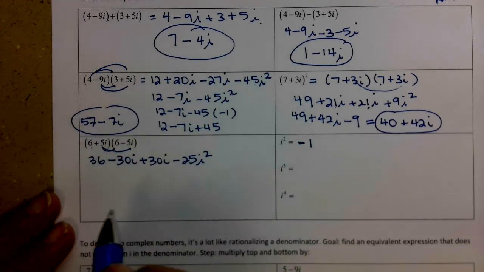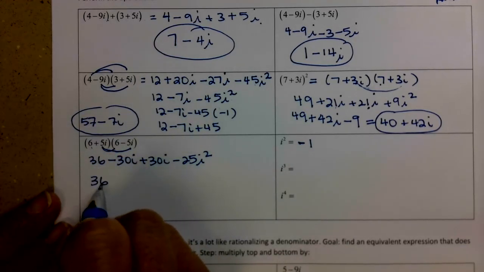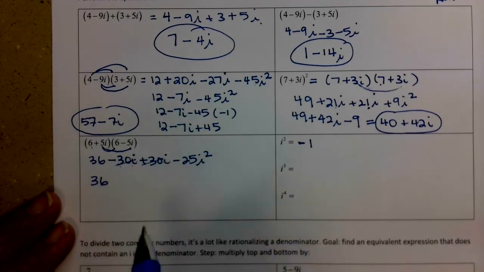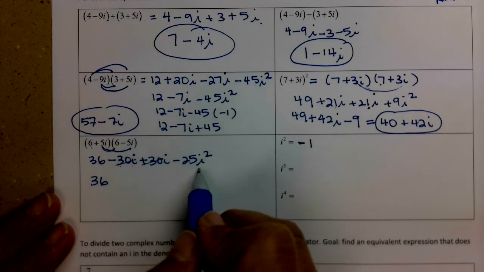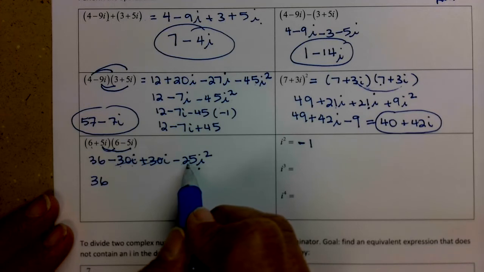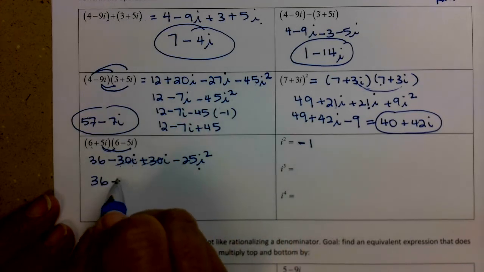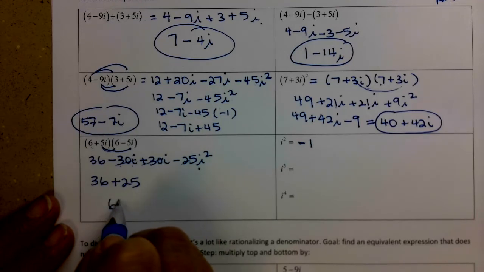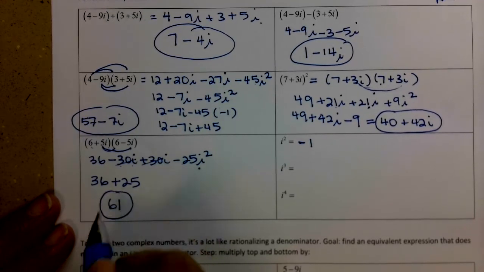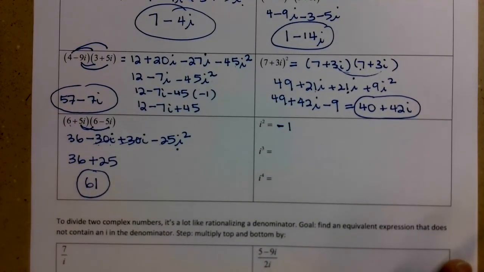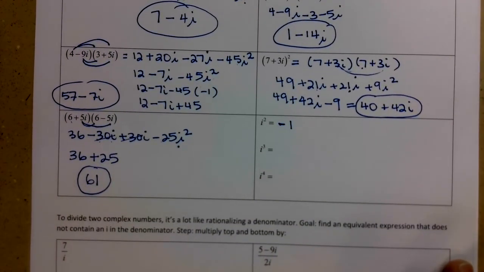I want you to notice what happens here when you multiply two conjugates. Minus 30i plus 30i, gone, minus 25i squared. So remember, i squared is negative 1 times negative 25 is going to make that plus 25. Looks like 61. No imaginary part, completely real. Okay, so when you multiply two conjugates together, the imaginary parts go away.